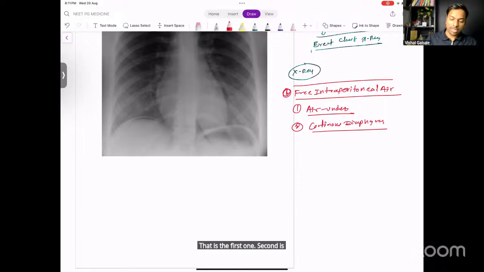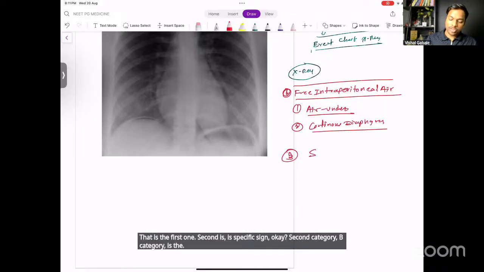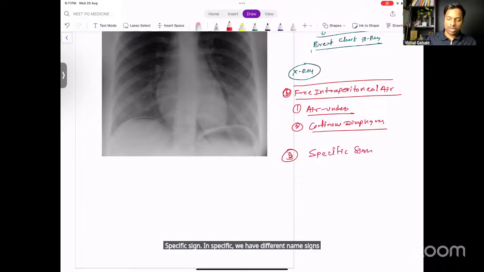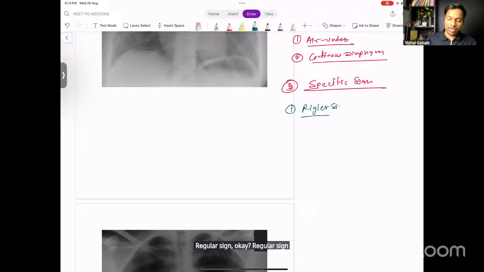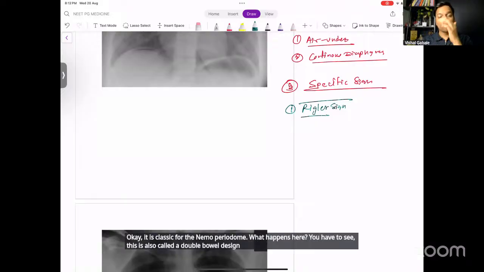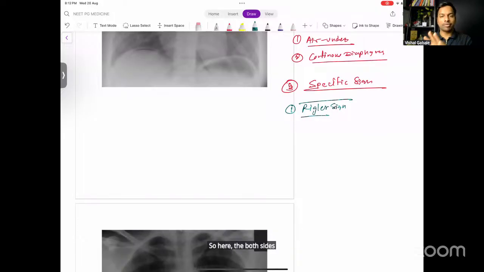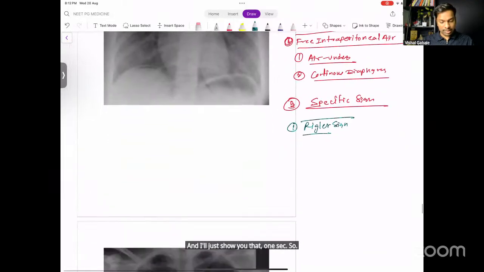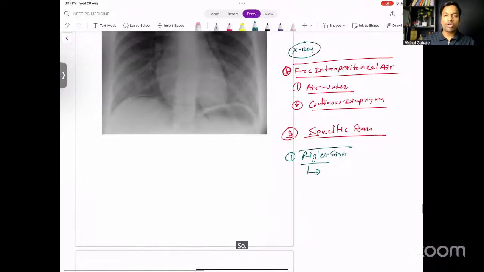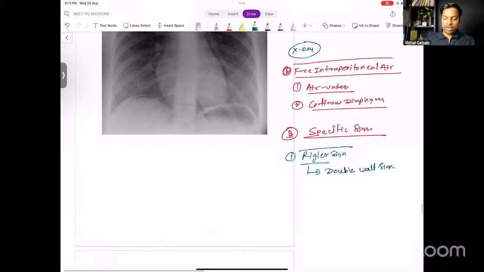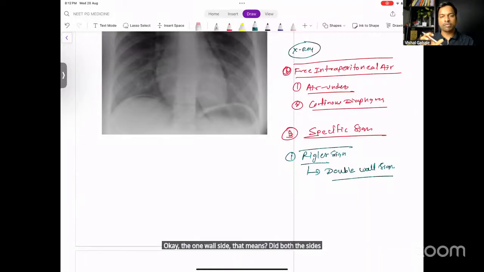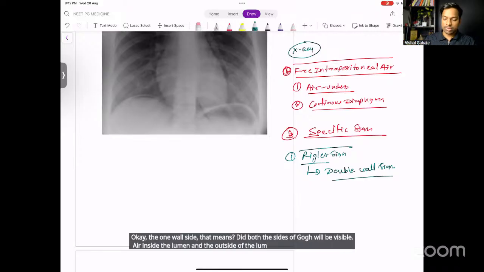Second, the B category, is the specific signs. In specific, we have different named signs. Out of that, the first one is the Rigler sign. Very, very classic for pneumoperitoneum. It is also called the double wall sign. So here both sides of the bowel wall are visible, inside the lumen and outside the lumen both.